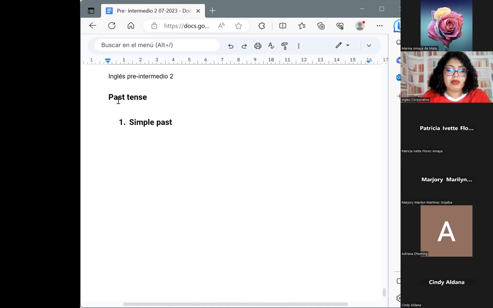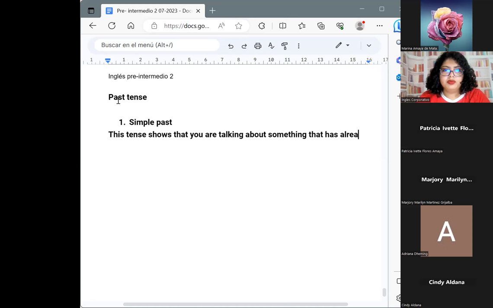So the first thing that we are going to remember is that this tense shows that you are talking about something that has already happened. Where? In the past, or maybe when, we can say. Next idea. It is used to talk about past events that happen over a period of time. It indicates that the action occurred at a certain time and then was completed.